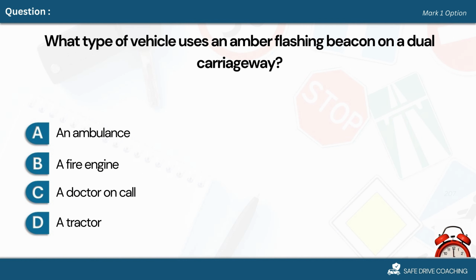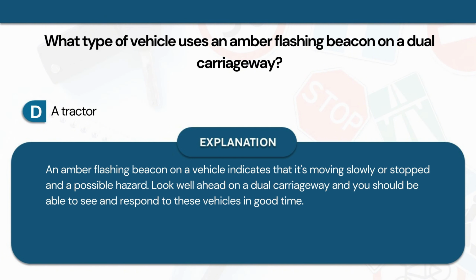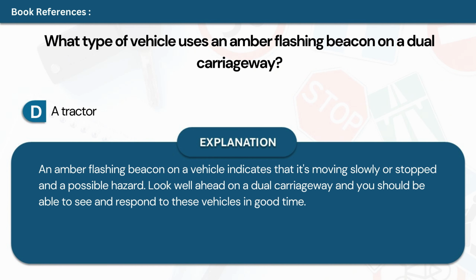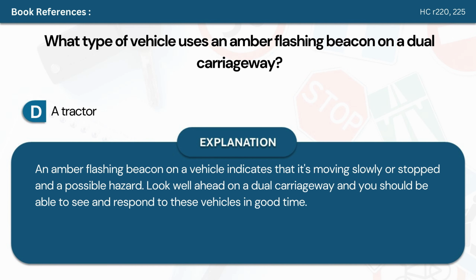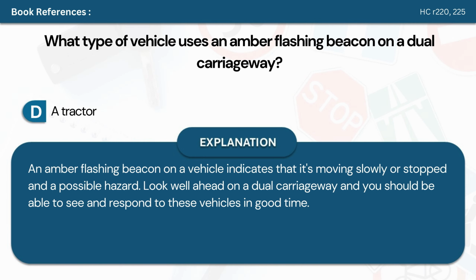The correct answer is D. A tractor. An amber flashing beacon on a vehicle indicates that it's moving slowly or stopped and a possible hazard. Look well ahead on a dual carriageway, and you should be able to see and respond to these vehicles in good time.